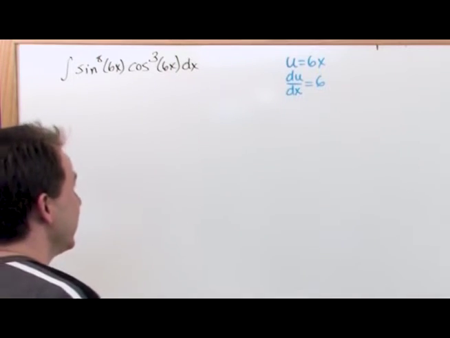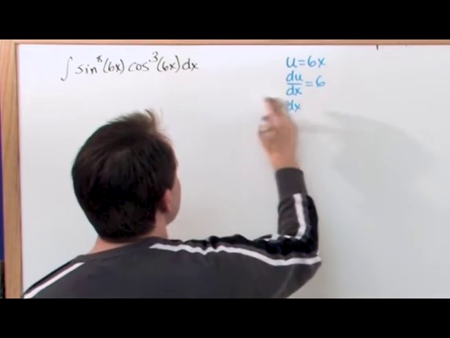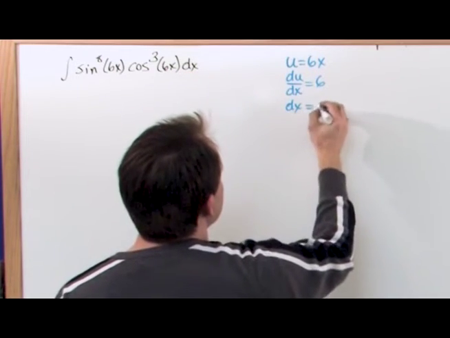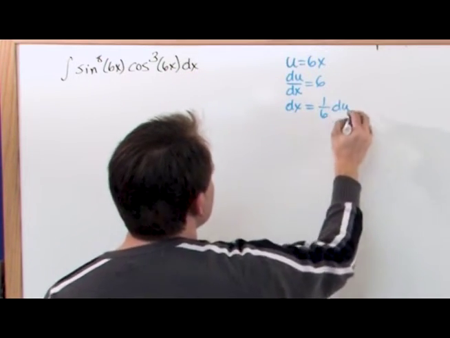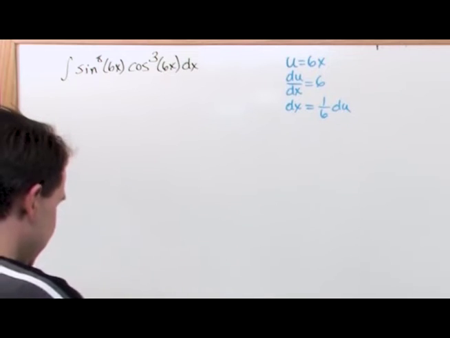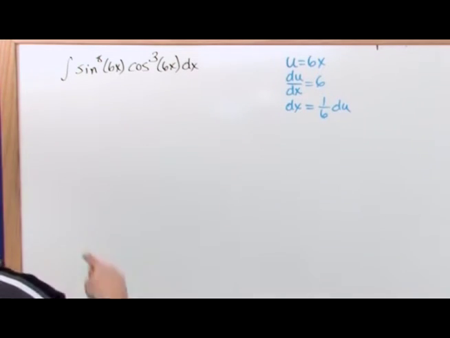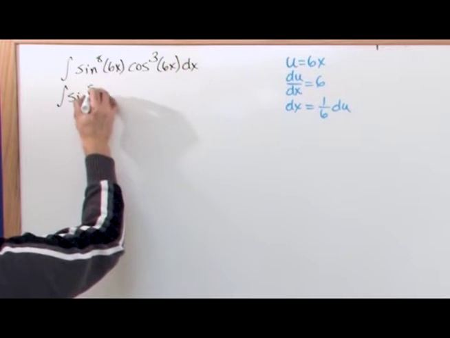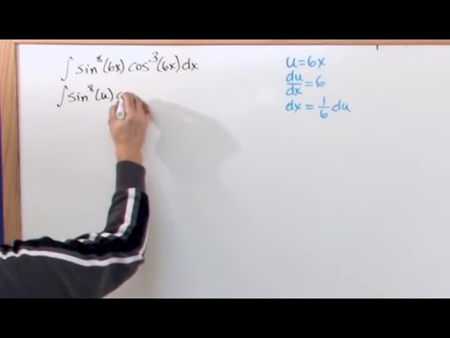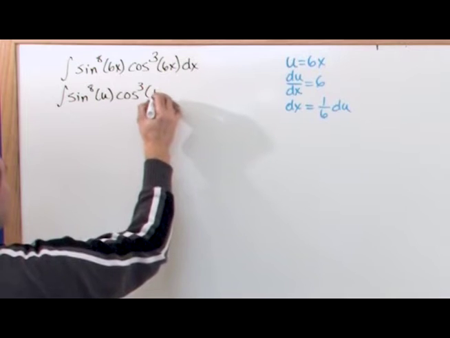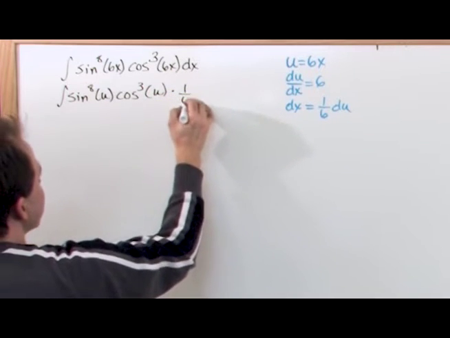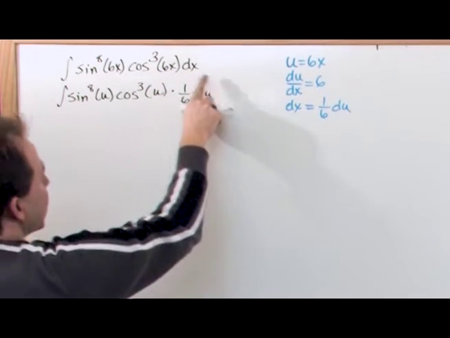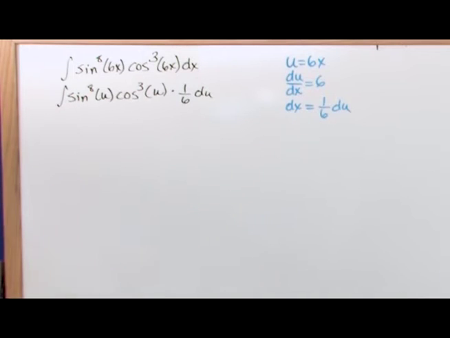Derivative of 6x is 6. And then solving for dx, because that's what I'm going to need later, it's going to be 1/6 du. So let's go ahead and just do that right now and say, well, it's going to be sine to the 8th power of u times cosine to the 3rd power of u times 1/6 du, because plugging in for dx is 1/6 du.